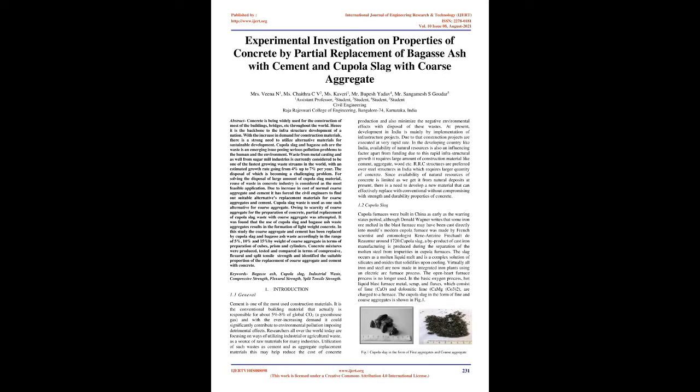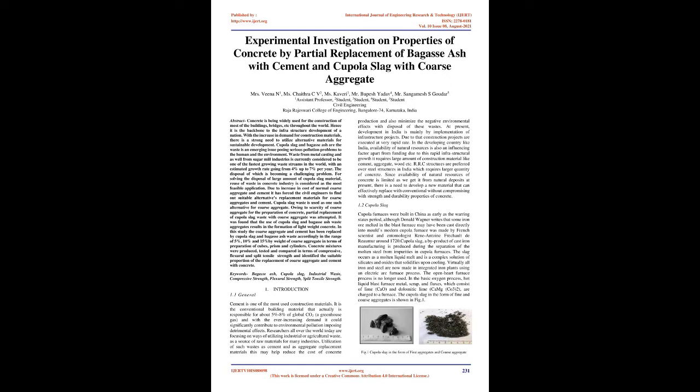Keywords: bagasse ash, cupola slag, industrial waste, compressive strength, flexural strength, split tensile strength. Introduction. General. Cement is one of the most used construction materials. It is the conventional building material that is responsible for about 5% to 8% of global CO2, a greenhouse gas, and with the ever-increasing demand it could significantly contribute to environmental pollution, imposing detrimental effects.